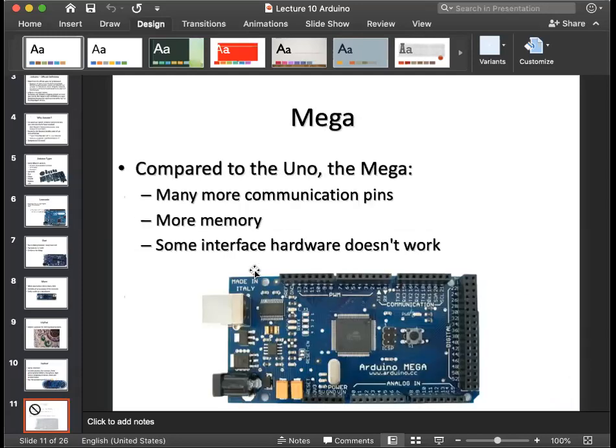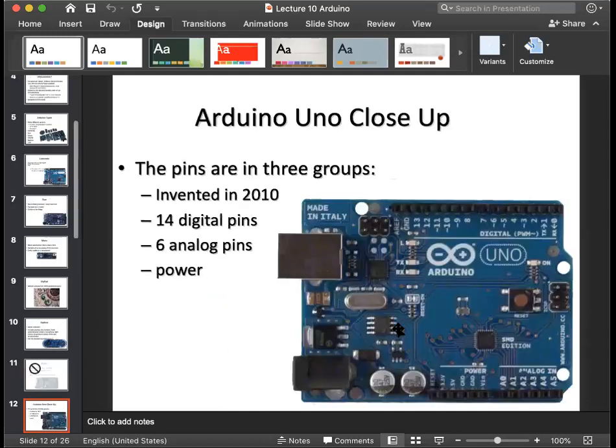Next one is called the Mega. Mega is compared with the Uno. Mega has more communication pins and more memory, and some hardware interfaces do not work. So compared to the Uno, this one has more memory and more communication pins. So this is Mega.